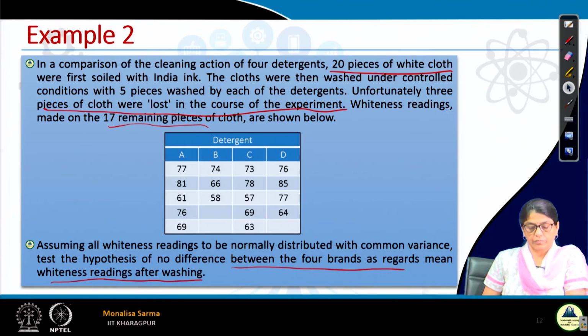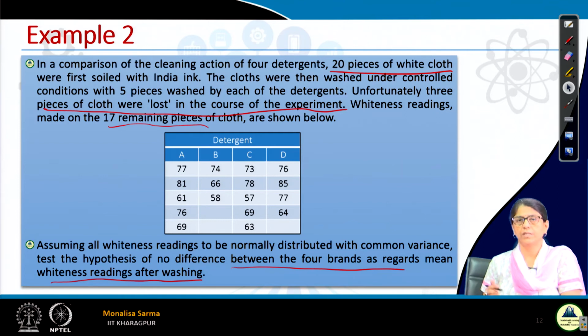So, we have to test the hypothesis on the mean whiteness reading, how white the cloth is after washing. Suppose there is some whiteness scale; based on that scale, is the mean reading of all the detergents the same or different? That is what we need to find out. So, our null hypothesis is that the means of all of these are the same, and the alternate hypothesis is that at least 2 are not the same.